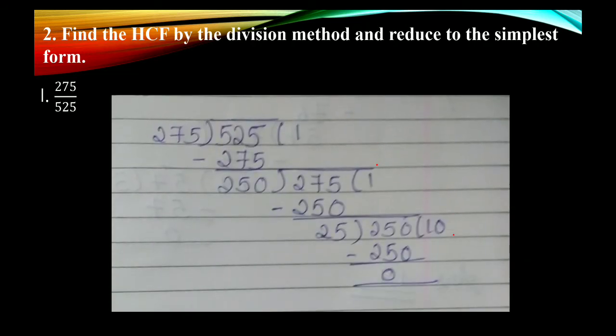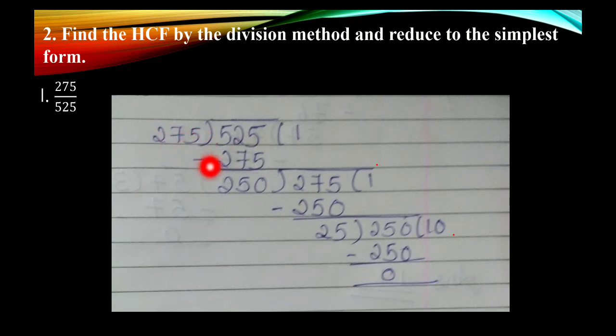Okay, first step. What is the first step, children? We have to divide the bigger number by the smaller number. So what is the bigger number here among these two? 525. I will write it inside. Please, when I speak, children, please notice my cursor. Okay, see the screen. 525, bigger number, by the smaller number. The smaller number I will write outside.